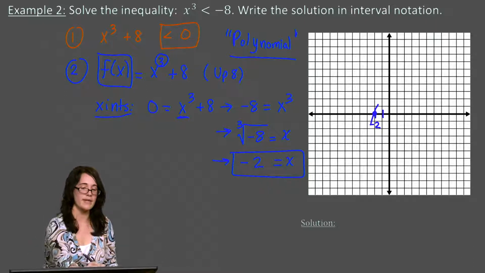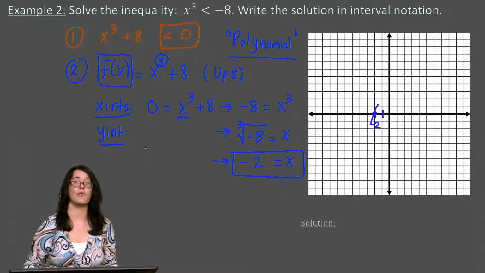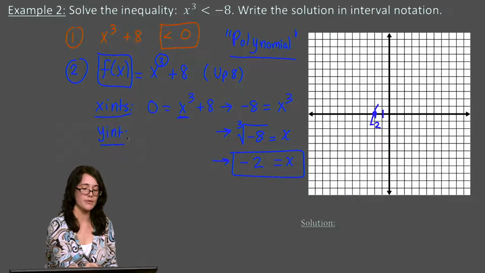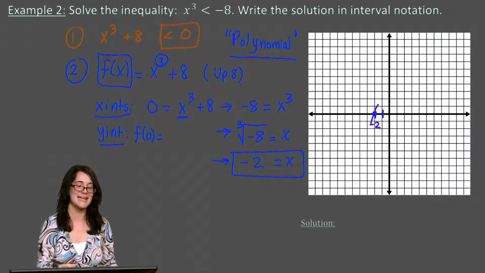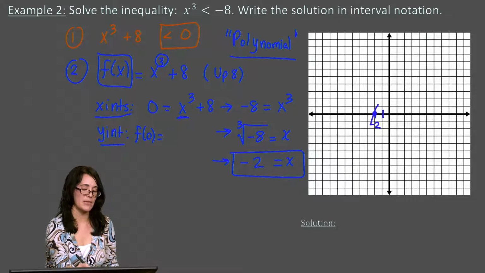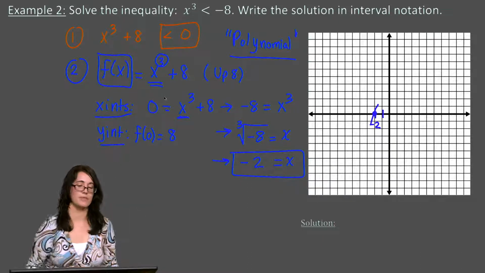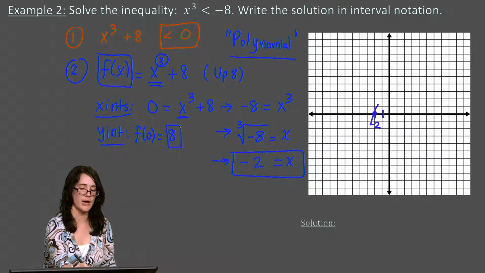You could have also gotten that by looking for the y-intercept, and you could have found the y-intercept by letting x equal 0, which is f of 0 in this situation. But 0 cubed is 0, and 0 plus 8 is 8. So if you have 0 plus 8, we do get 8 here, because 0 cubed is 0. So we do get our y-intercept of 8.